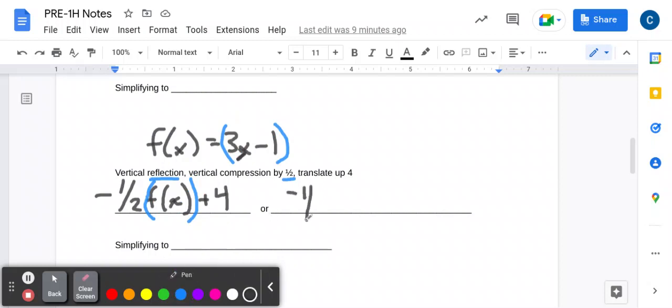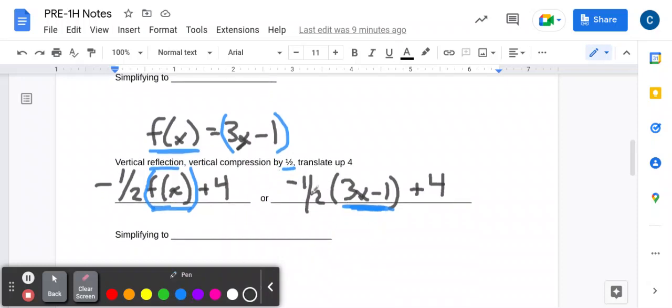So we're going to have negative 1/2 times 3x minus 1, plus 4. All we're doing is taking our compression notation, okay, f of x right there, and plugging in what f of x is equal to, okay? So we should know that anything that's equal to something else, we could substitute them out. So we're just taking what this looks like when we did our 1c notes and plugging in the actual function for what f of x is because they're equal to each other.